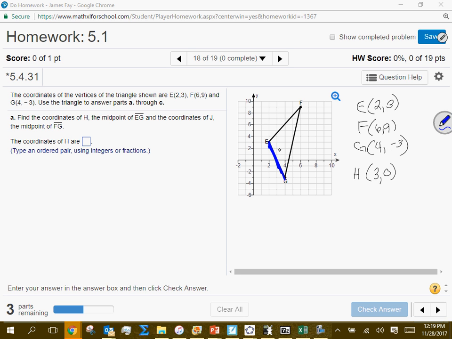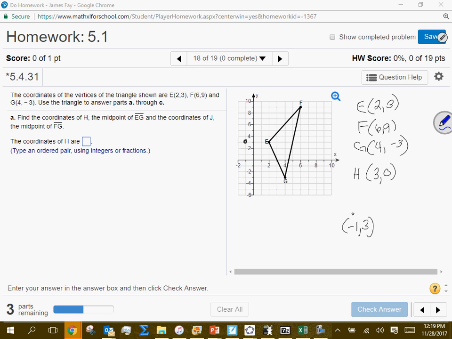Now just make sure that when you're done, before you type in your answer, plot 3, 0, where my cursor is, and does it look like it's the midpoint? So that's kind of verification that you've done things right. If I would have done subtraction, for instance, 2 minus 4, got negative 2, divide by 2, get negative 1. And then go 3 minus negative 3 gives me 6. Okay, 6 divided by 2 would be 3, right? Plot negative 1, 3. Is that the midpoint between E and G?